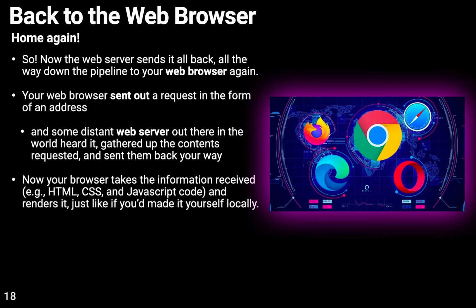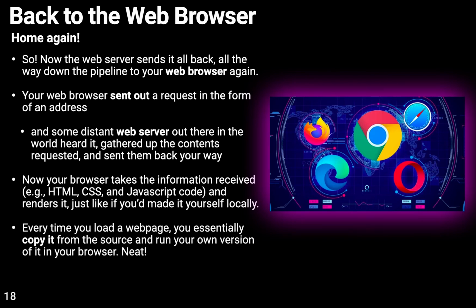Your browser is explicitly designed to run HTML, CSS, and JavaScript code, and it renders it. It's essentially like you have downloaded the entire program, right? The app, the thing that you are working with, has just come right into your web browser. It's not still out there somewhere. The transaction has essentially completed. So when you load a web page, you copy it from the source and then run your own version of it in your browser. Yay. And that's the full loop.